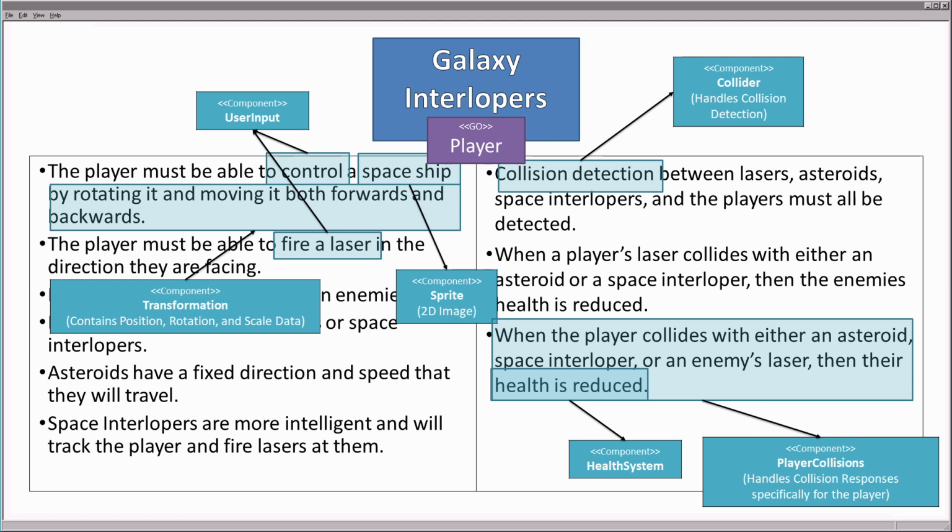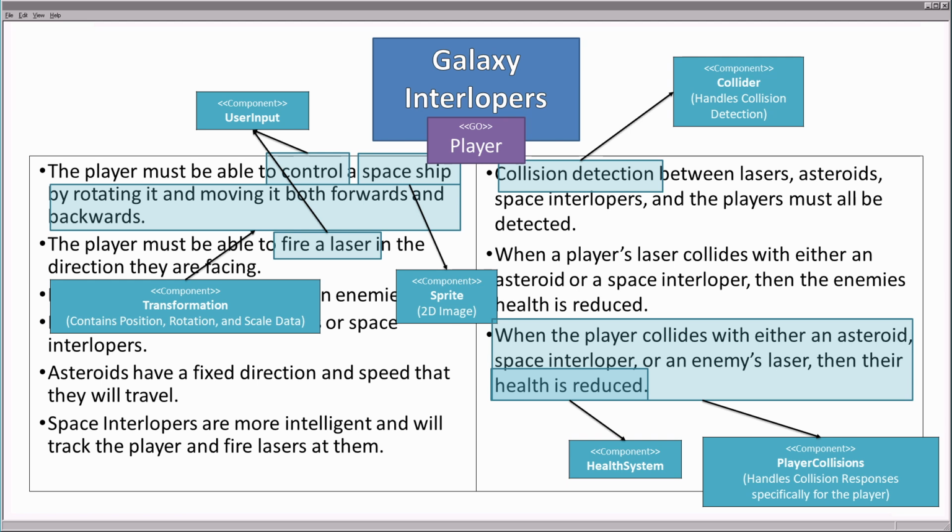Now we can start identifying the actions related to each one of the game objects. Starting with the player, we first notice the actions related to user input. Moving the player and firing a laser are actions that must happen based on inputs by the player. We also notice that we have a transformation component, which contains all the location, rotation, and scale data. A spaceship is mentioned, and we can think of this as being a 2D image, which we'll call a sprite.